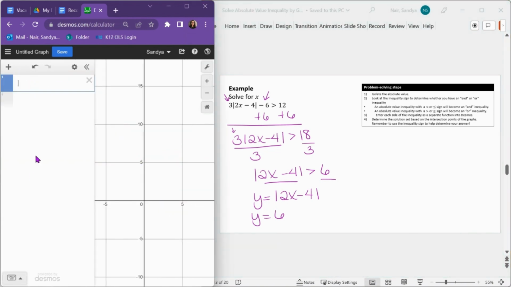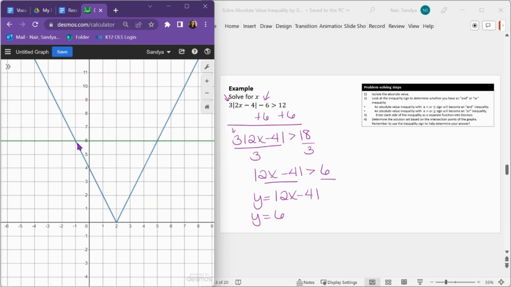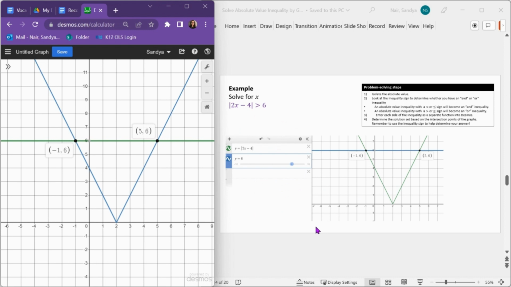So I'm going to enter my new functions. Y equals the absolute value of 2x minus 4 and y equals 6. All right, so now let's look at our intersection points. So notice we have two intersections at x equals -1 and x equals 5. So now we need to figure out what kind of inequality we have, right?